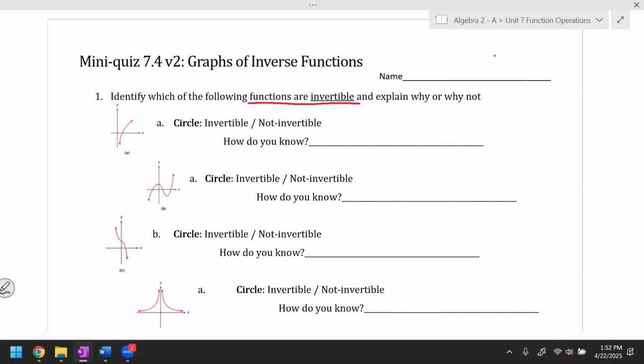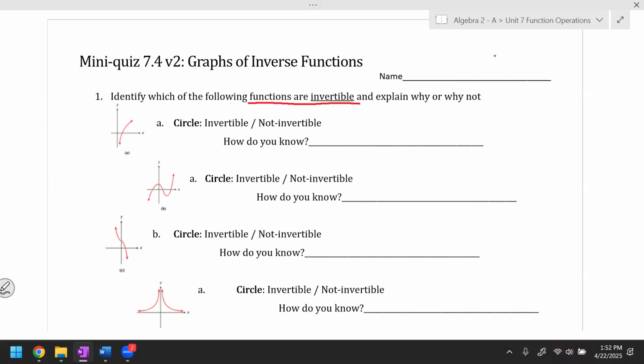Because a horizontal line hitting the graph twice will mean that two different inputs have the same output. And if that's the case, then the inverse won't be a function, right? It won't follow the vertical line test. So the horizontal line test checks for invertibility.